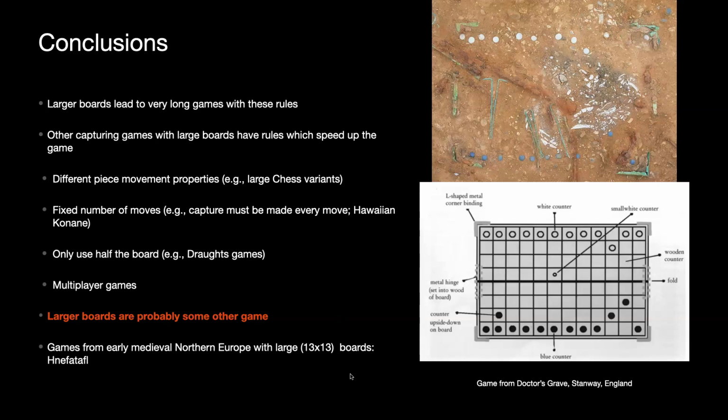So this was one way in which we used the AIs: we have this corpus of archaeological material, and we ask how we can test what we know about the play of these games to say something about the archaeological evidence. So that is that case study.